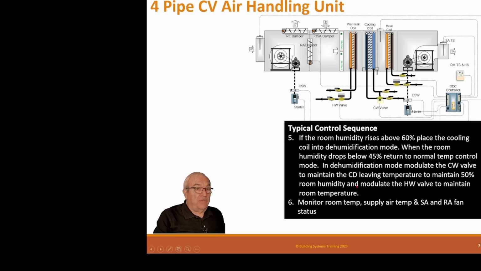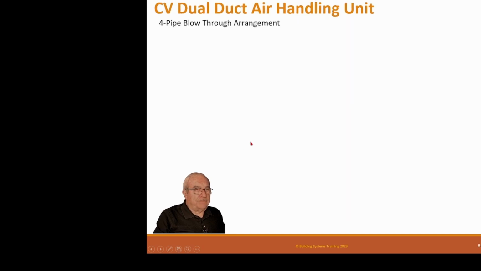This will actually do the best of both worlds. It will drop the humidity and it'll save some energy. So I like this sequence better because it doesn't matter how high a humidity condition you're in, this sequence will operate. Now, you can change these set point percentages. You could have it modulating to 48% or 50% or 54%. It depends how you want to run the system. Monitor the room temperatures, supply air temperature, and supply air and return air fan status. So that's a 4-pipe constant volume air handling unit.